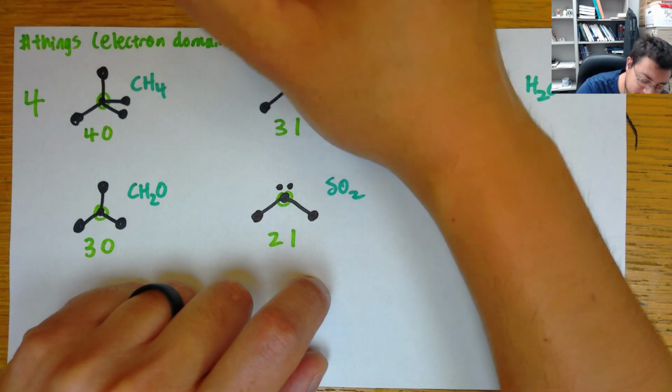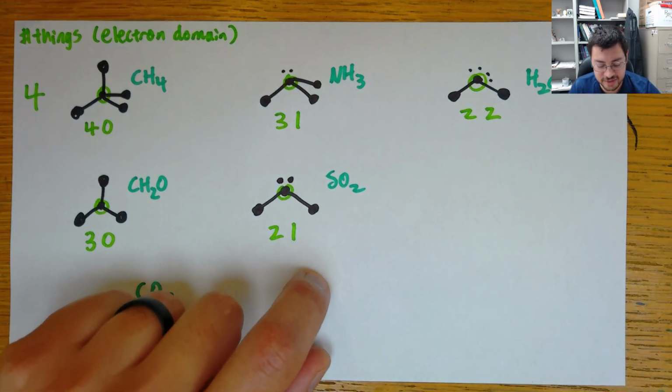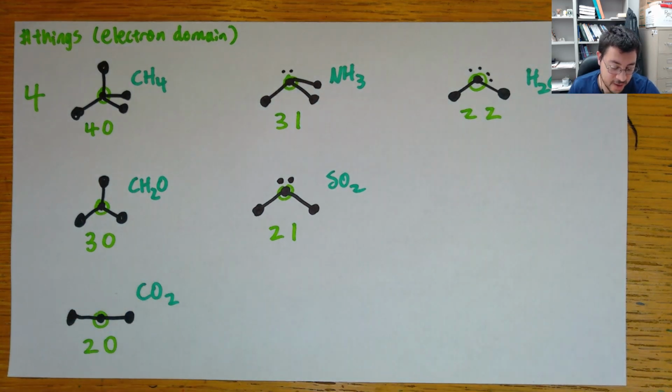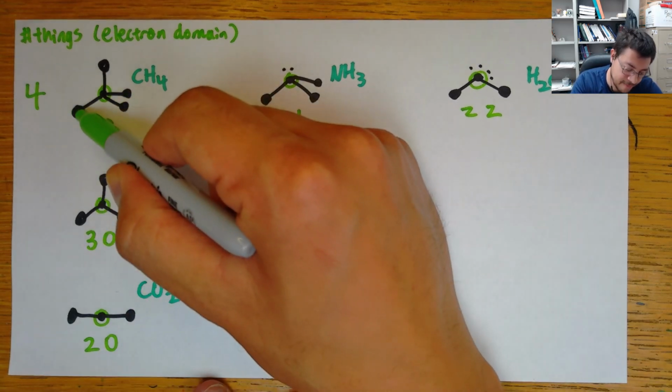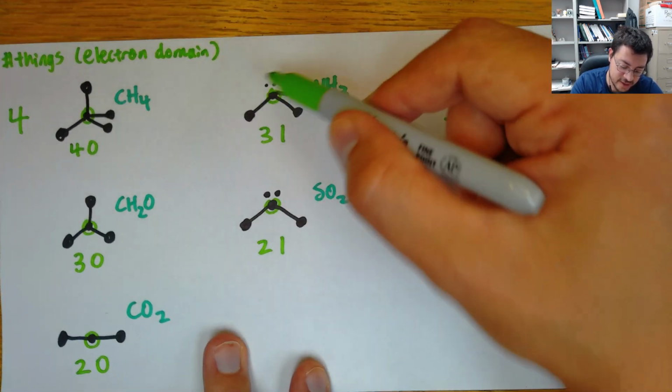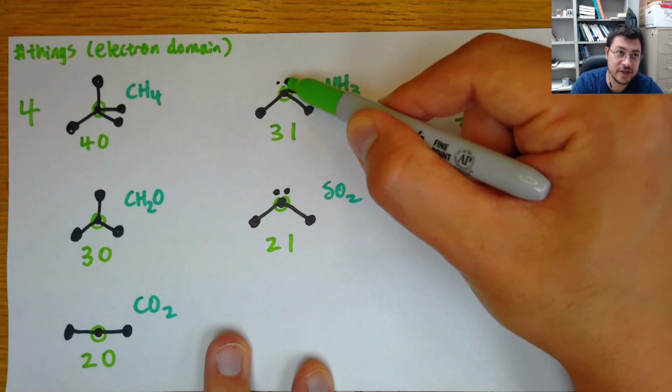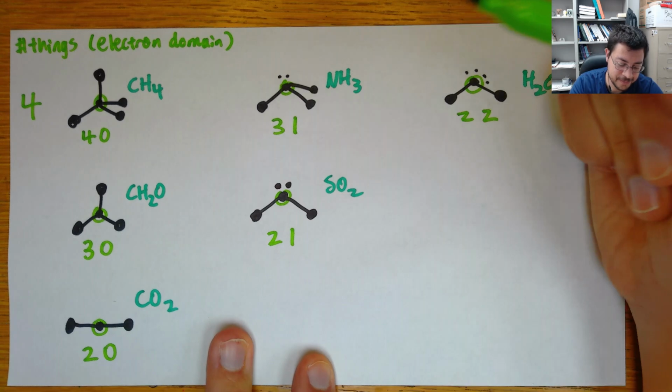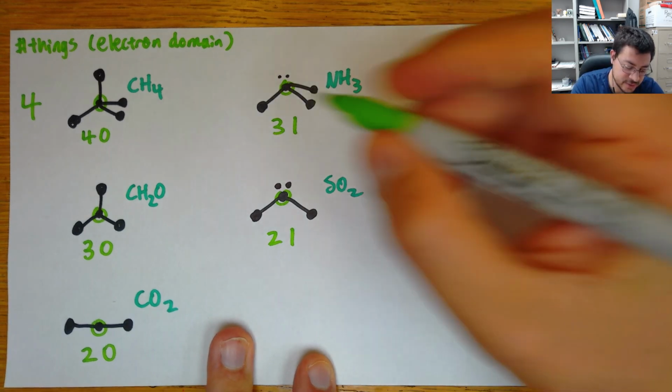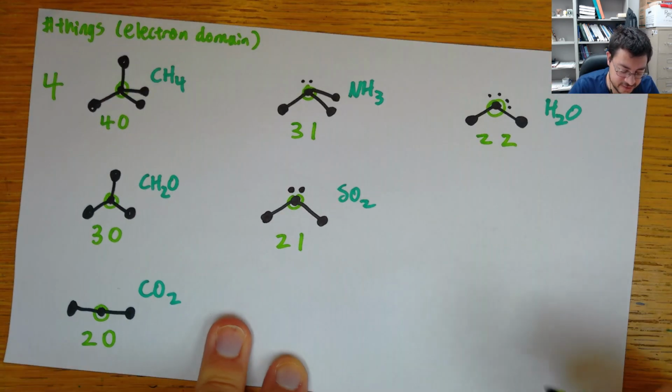Okay, domain just means a location, and electrons meaning electrons. So an electron domain just means a place where you can find electrons. You can find electrons on atoms that are bonded. You can find electrons on lone pairs, which are literally electrons. So that's our count of things.